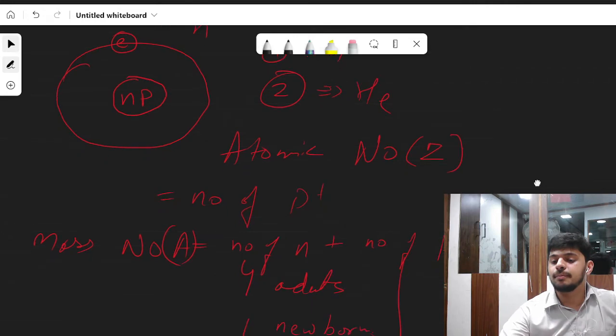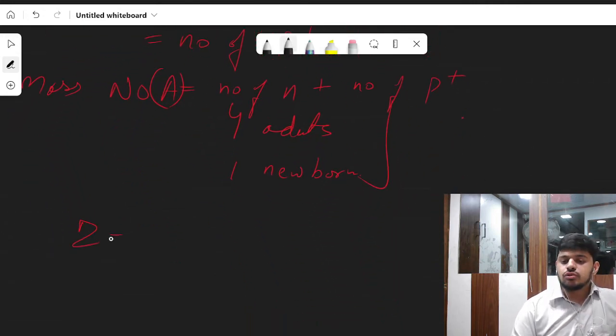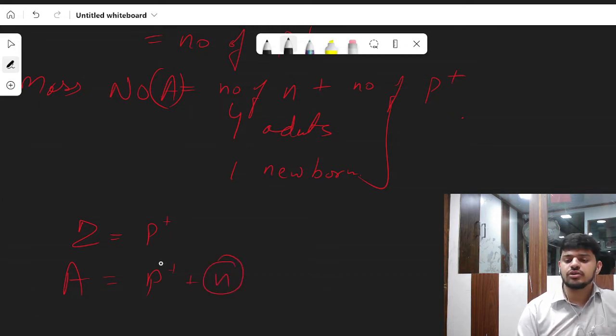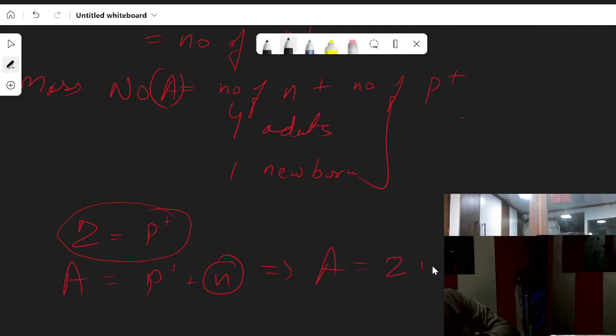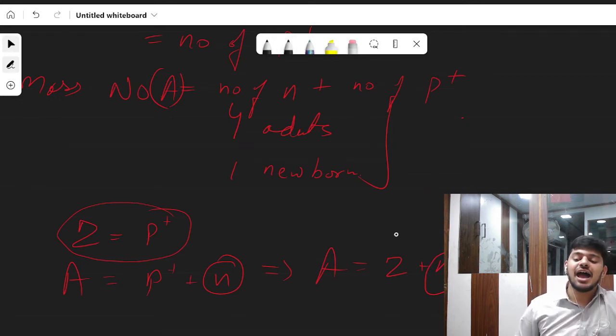Okay, always. Now see. Z equals the number of protons and A equals the number of protons plus neutrons. If I want to find the number of neutrons, I can use this. See, if Z is equal to P, I can just replace P with Z. So A will be equal to Z plus N. This is how I will calculate the number of neutrons inside the atom.